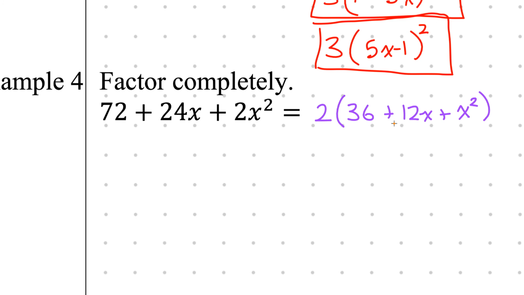Is this a perfect square? Hold up number of fingers. Square root of 36 is, most of you have it, 6. Square root of x squared is x. Multiply these two together. 6 times x is 6x. Double that, it's 12x. Perfect. Okay, it is a perfect square. Final answer. Andres. Leading coefficient of 2, quantity squared, 6 plus x. Done. Box it.